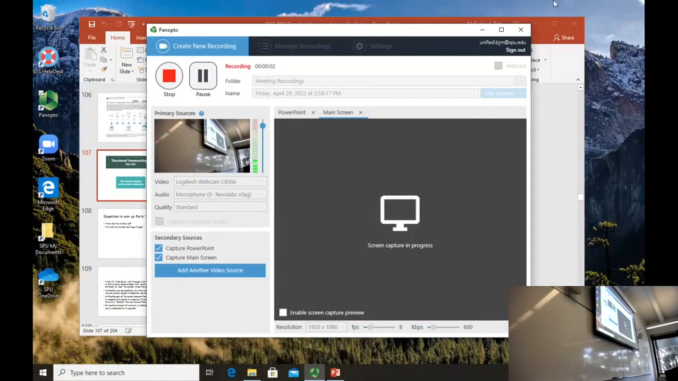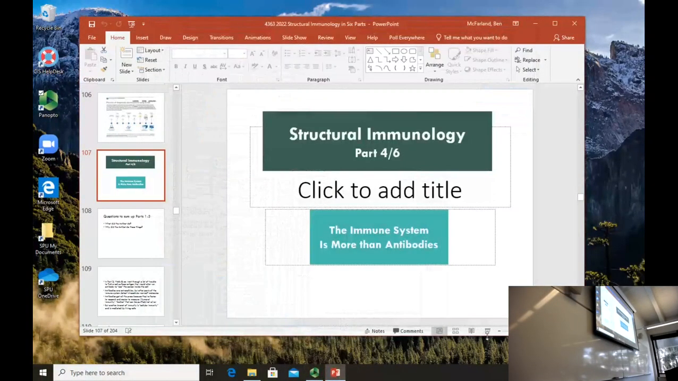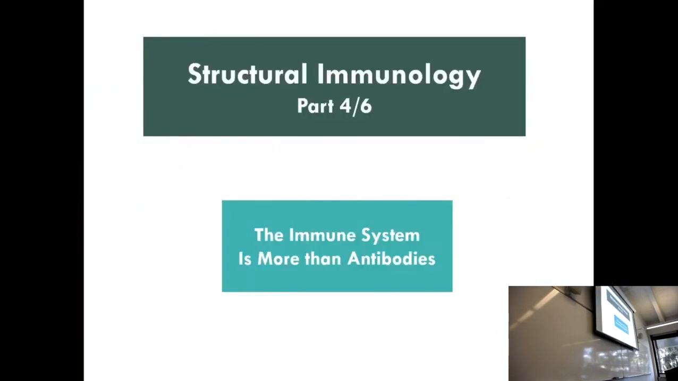With all that, we've got PowerPoint being captured. So let's go ahead and go through. This will probably follow the same pattern as last time, where I'll be able to get through probably parts 4 and 5 today, and I made those a little bit more interactive. Part 6 is less interactive, and it's just some examples.